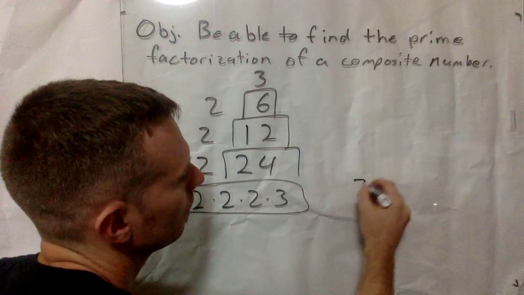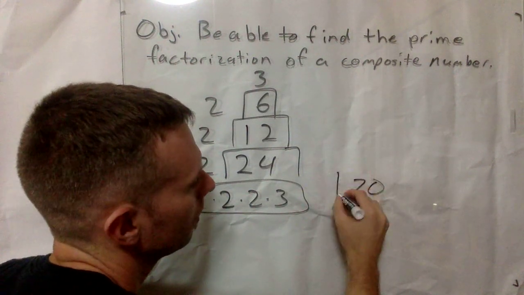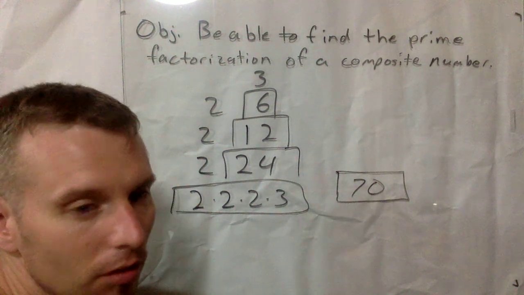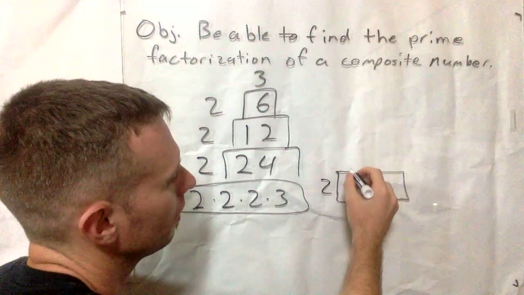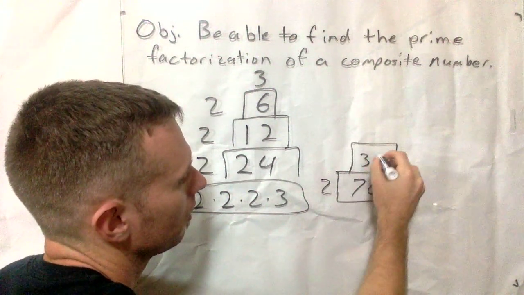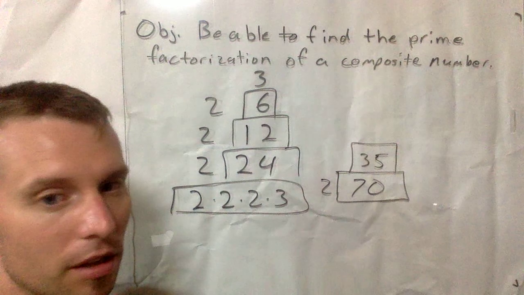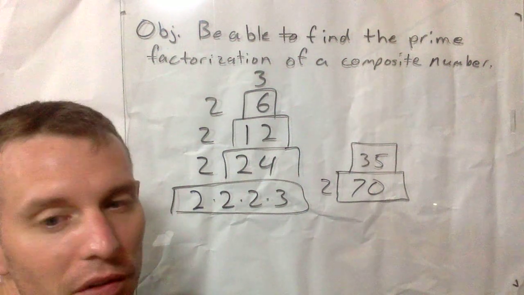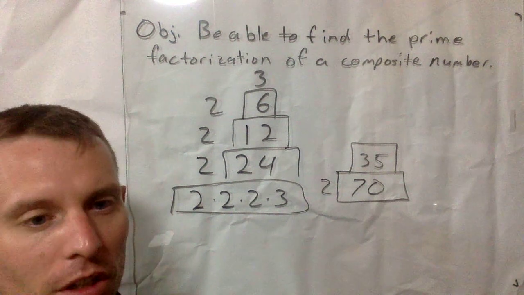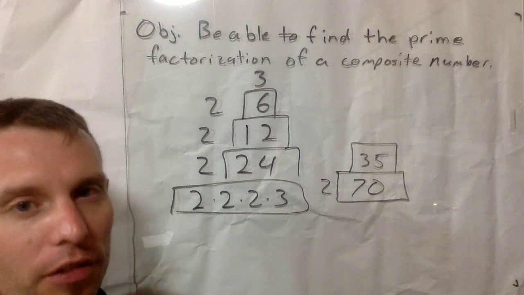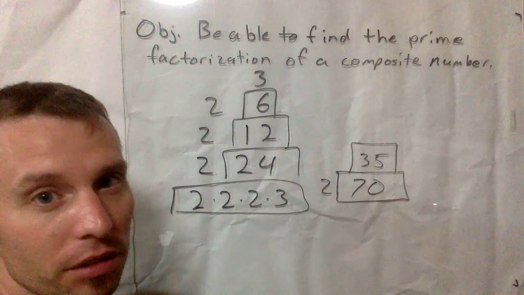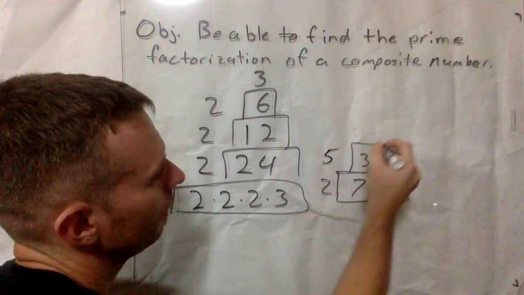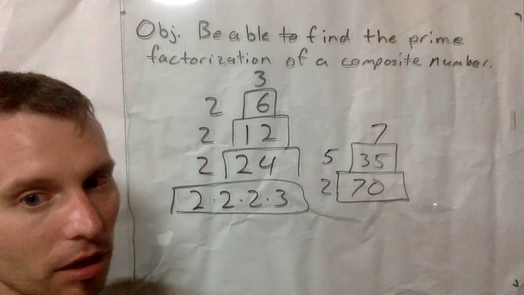How about 70? Well, what can we take out of 70? We can take a 2 out of 70, and we're left with 35. You can see as we're taking things out, it gets smaller and smaller, right? Let's see, can we take a 2 out of 35? I don't think so. Can we take a 3 out of 35? I don't think we can take a 3 either. How about a 5? Let's take 5 out, and we're left with a remainder of 7.